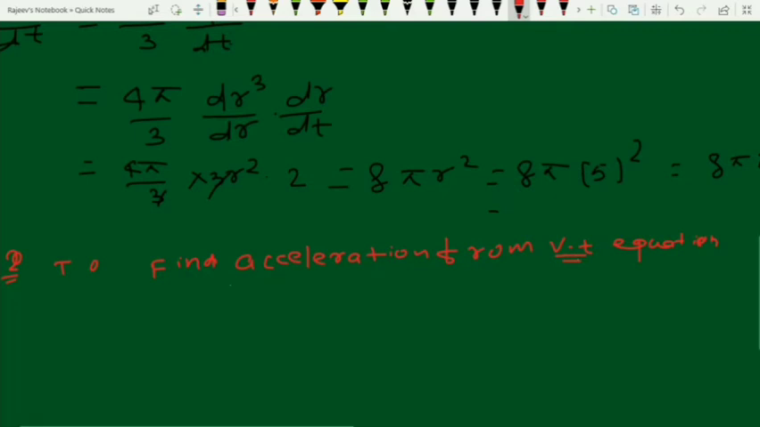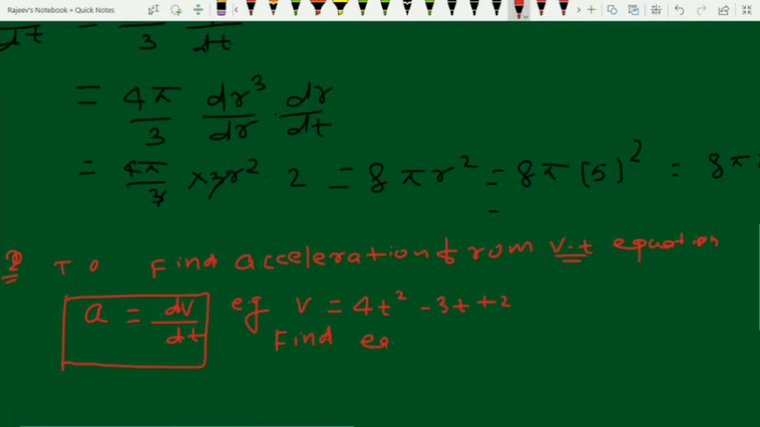See, we know that acceleration is equal to dv by dt. We know that acceleration is equal to what? dv by dt. So just take one example. Suppose that v is equal to 4t square minus 3t plus 2. This is the v. So you have to find, see what you have to find. First, the first part, the equation of acceleration.